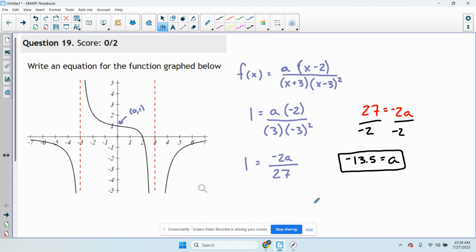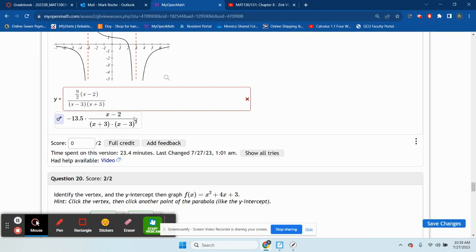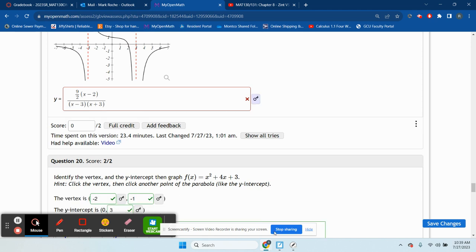13.5. So my final function is going to be f of x equals, you might be able to leave it as 27 over negative 2 in fraction form. I'm just going to put it like this. If they mark it wrong, I will fix it for you because it is not wrong. Over x plus 3 times x minus 3 squared. Let's just double check to see what they exactly want. Yep. Okay. They want the negative 13.5.